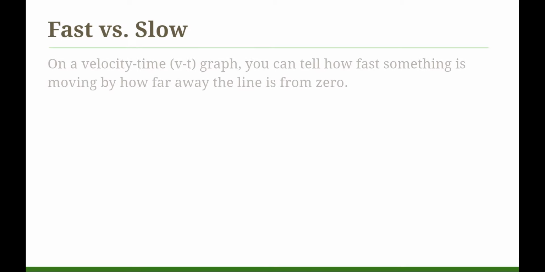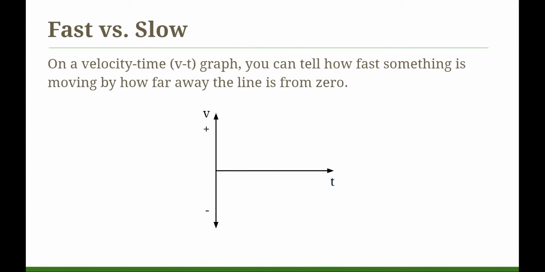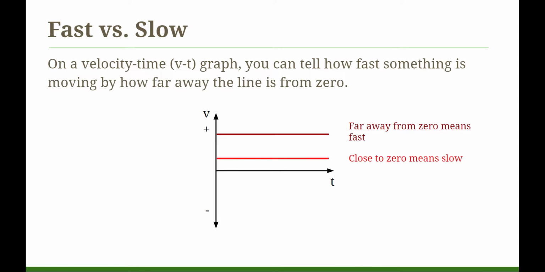We can also tell how fast something is going from the velocity time graph by looking at where the line is located relative to zero. So if we have something really far away from zero, that means it's moving fast. If we have something close to zero, that means it's moving slowly. And if we have something on zero, that means it's not moving. All of these, or I guess these top two, are moving to the right. So this one's going right quickly. This one's going right slowly. This one's not going either direction because it's stopped.